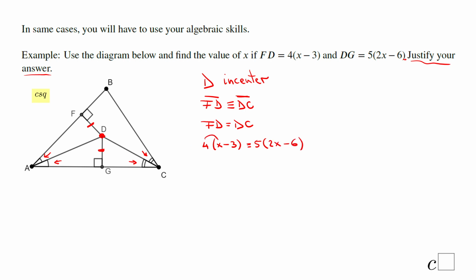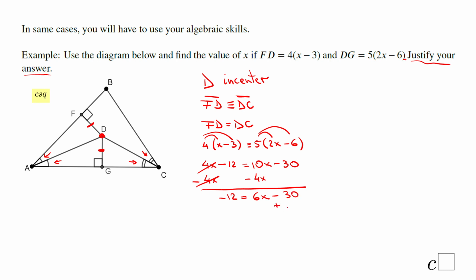And here we're going to use the distributive property. We have 4x minus 12 equals 10x minus 30. I will subtract 4x here to get rid of this 4x. So we have here negative 12 equals 6x minus 30.